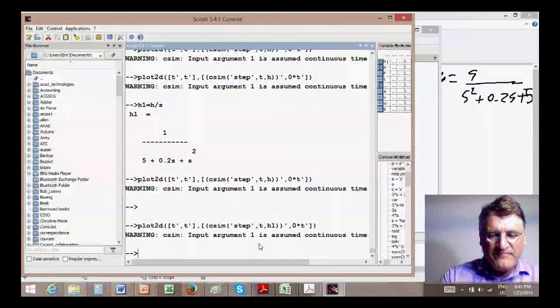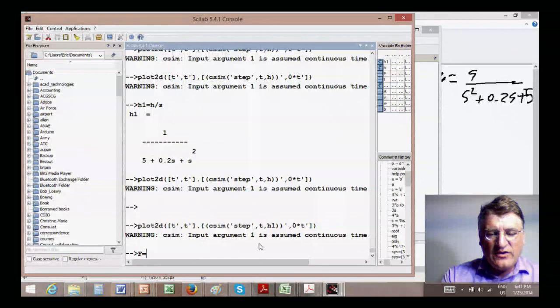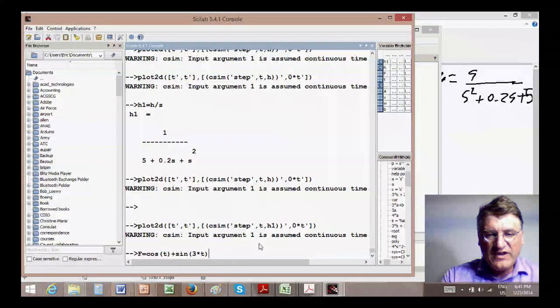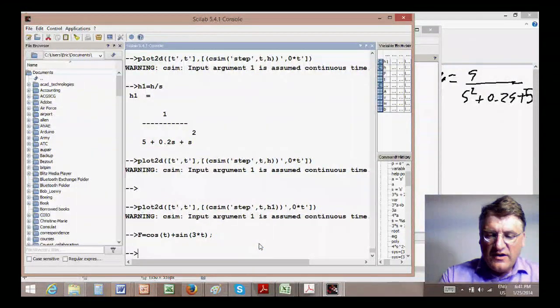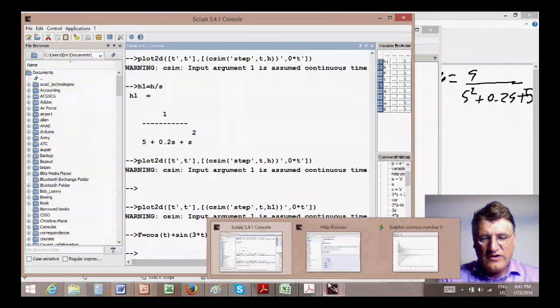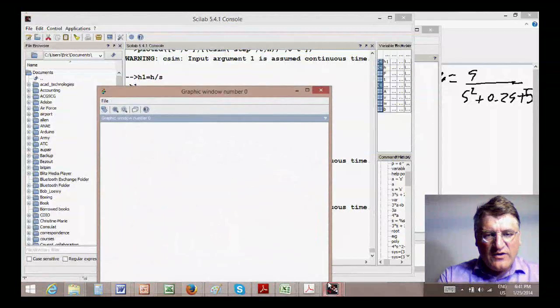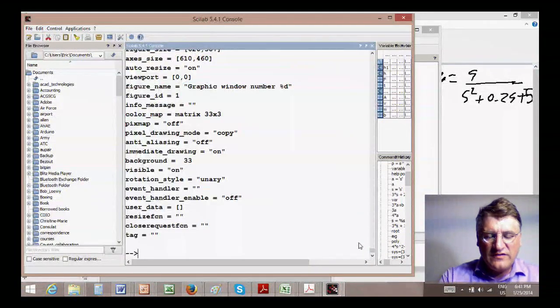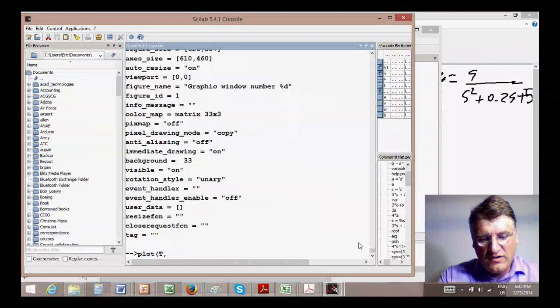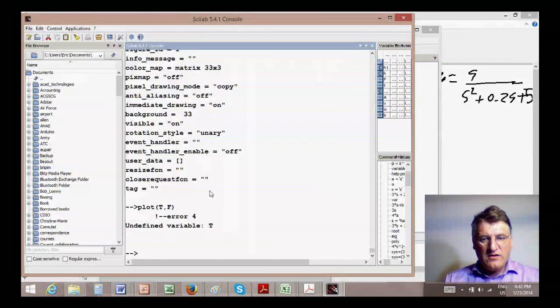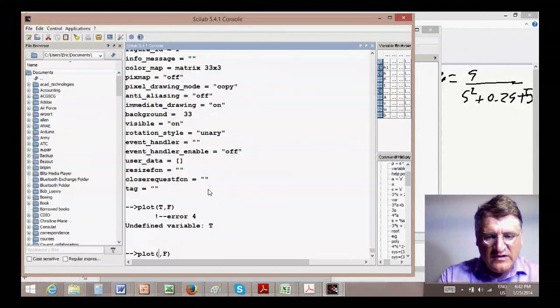So we're going to say F. We're going to write it as cosine of t, remember t goes plus sine of 3 times t. Okay, should work. There's no reason why not. We're going to take another figure, and we're going to plot t comma F, uppercase F. Let's go and try that again.